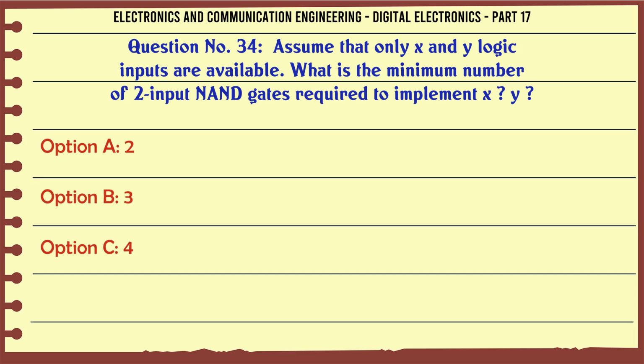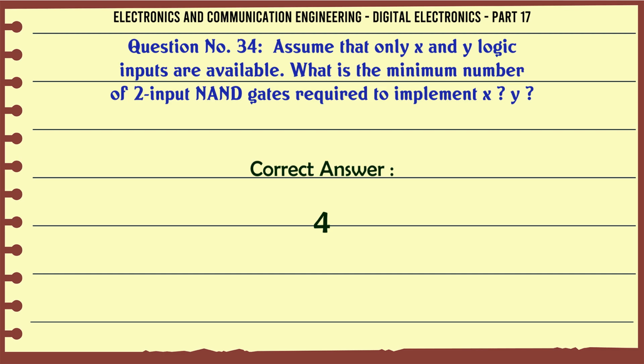Assume that only X and Y logic inputs are available. What is the minimum number of 2 input NAND gates required to implement XY? A. 2, B. 3, C. 4, D. 5. The correct answer is 4.